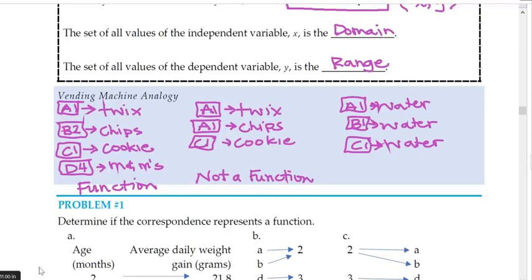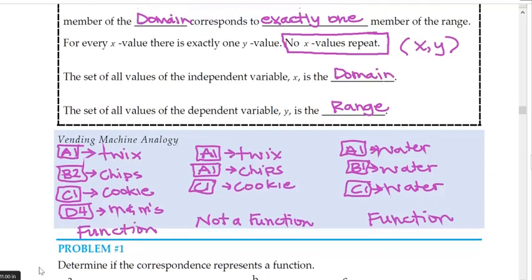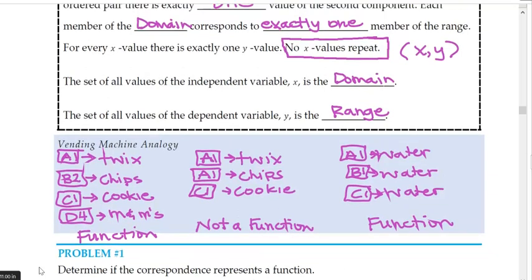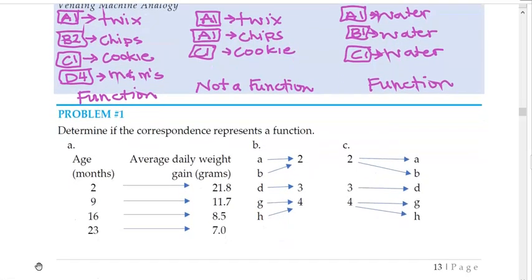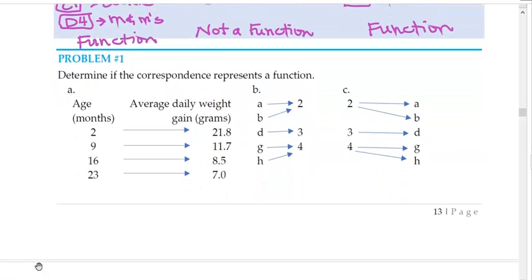It doesn't matter that the second component here is repeated, these waters. What we're looking at is whether they have a different button for each one. So this would be considered a function. Going back up to what we said here, no x values can repeat. If the y values repeat, that's fine. It's still a function. Hopefully that helps you keep in mind what a function is and what it isn't.